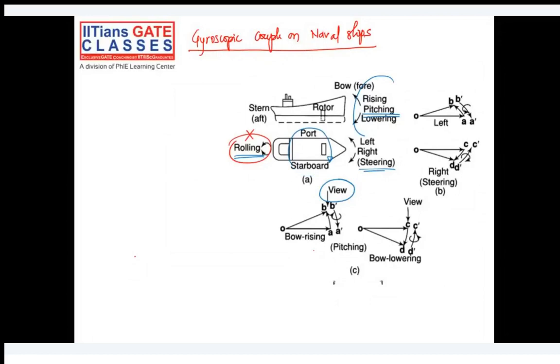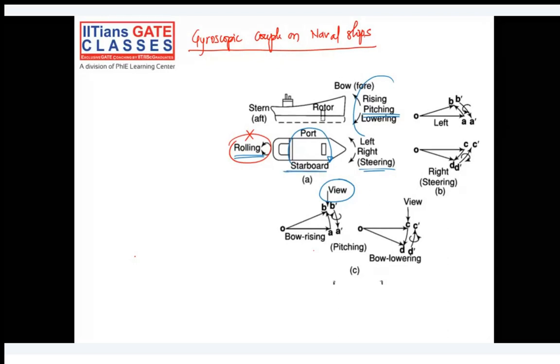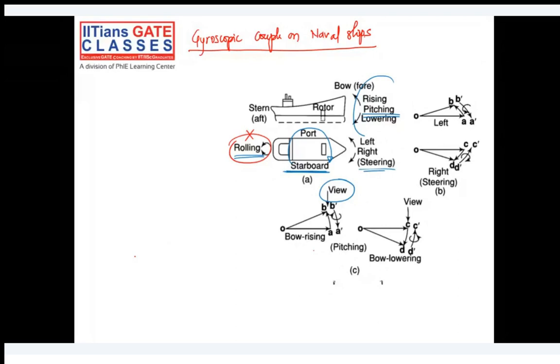Okay. Second situation, O to C is the initial vector and let's say the bow is lowered. Okay, the bow is lowered. So in that case, C to D is your active torque, D dash to C dash is a reactive torque. So the couple here is counterclockwise.